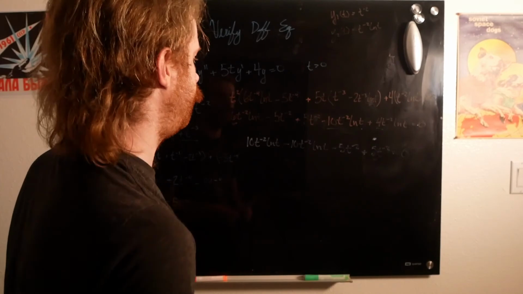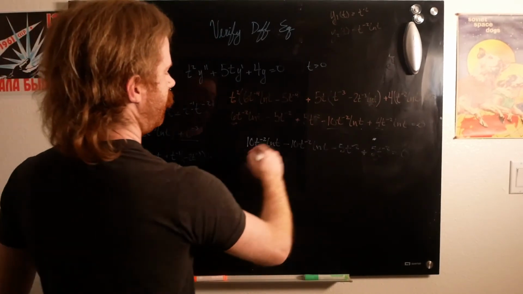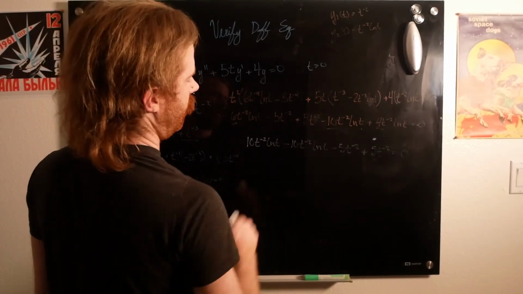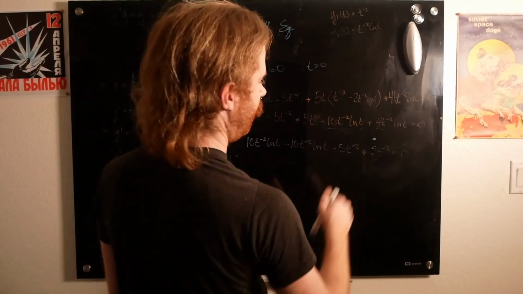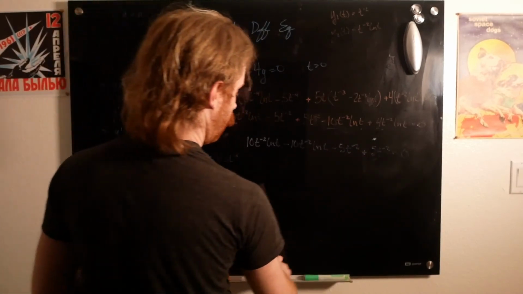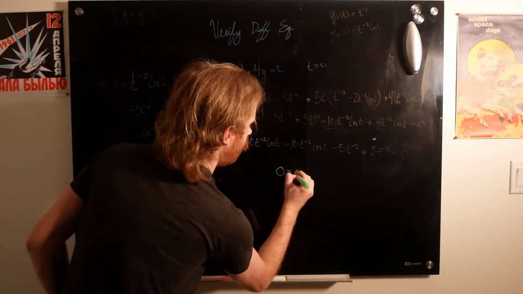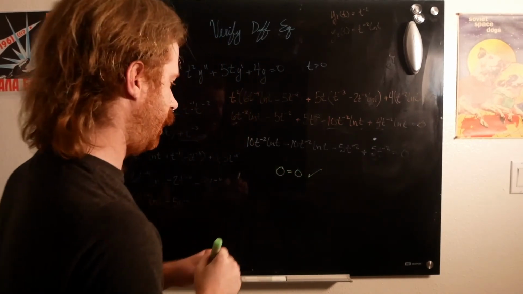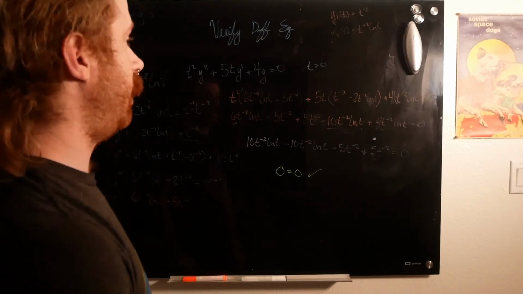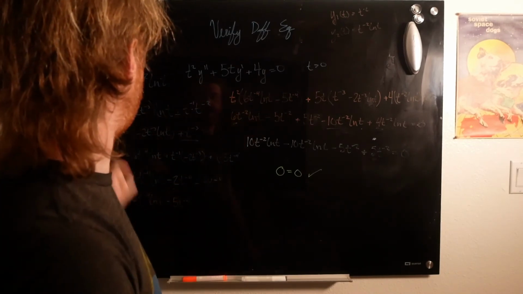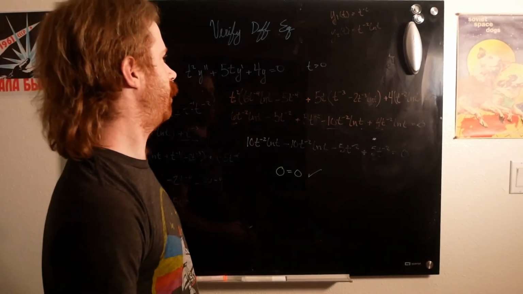And we're seeing if that equals 0. Well, the 10t to the negative second natural log of t and the negative 10 cancel out. The negative 5 and the positive 5 cancel out. So we wind up with 0 equals 0. And that means that this second y2 of t is a solution to this differential equation.